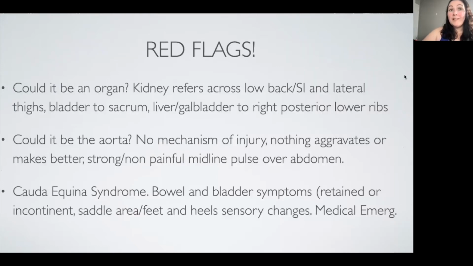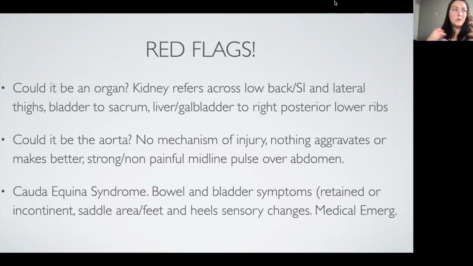So here are some red flags associated with back pain, specifically low back pain. We have to rule out viscera, so it could be an organ. The kidney refers across the low back and the SI joint and the lateral thighs. Also, bladder refers to the sacrum. The liver and gallbladder refer to the right posterior lower ribs, so they can kind of be in the mix there. But definitely organ referral can mimic some low back pain.